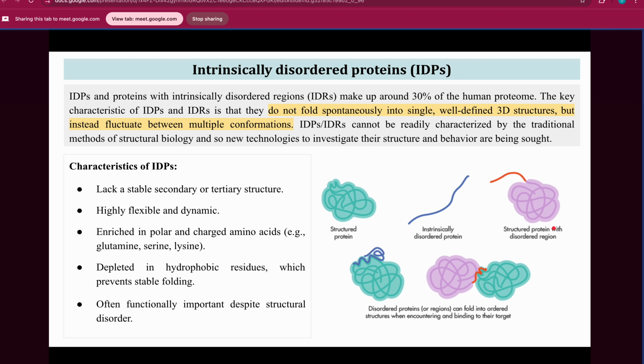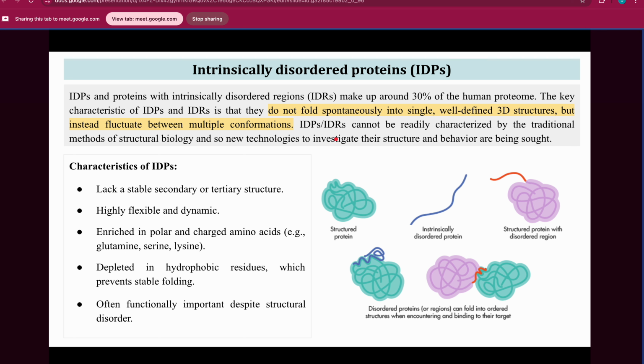And you can also find certain proteins which are properly folded, but they have a region which is an intrinsically disordered region. So that particular region is flexible, whereas the other part is properly folded or completely structured.